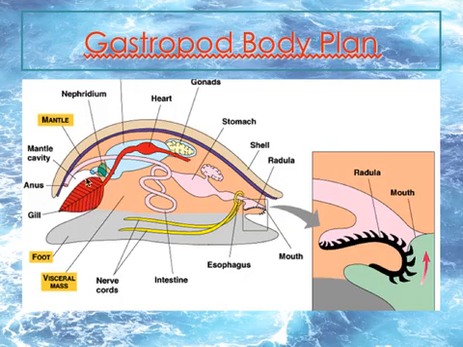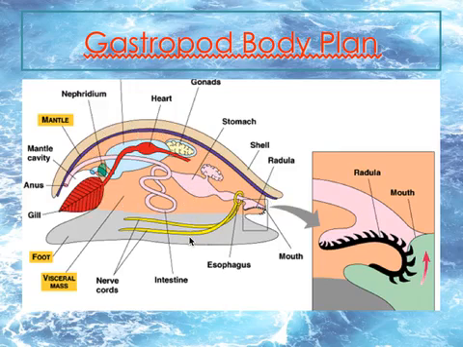Does the gastropod have a mantle? Yes, it does. Even gastropods that don't have a shell have a mantle. Do all gastropods have a shell? The answer is no. Slugs do not have a shell, and they don't have a remnant of a shell. So they have lost their shell through their evolutionary history. And then visceral mass. Yes, all gastropods have a visceral mass.